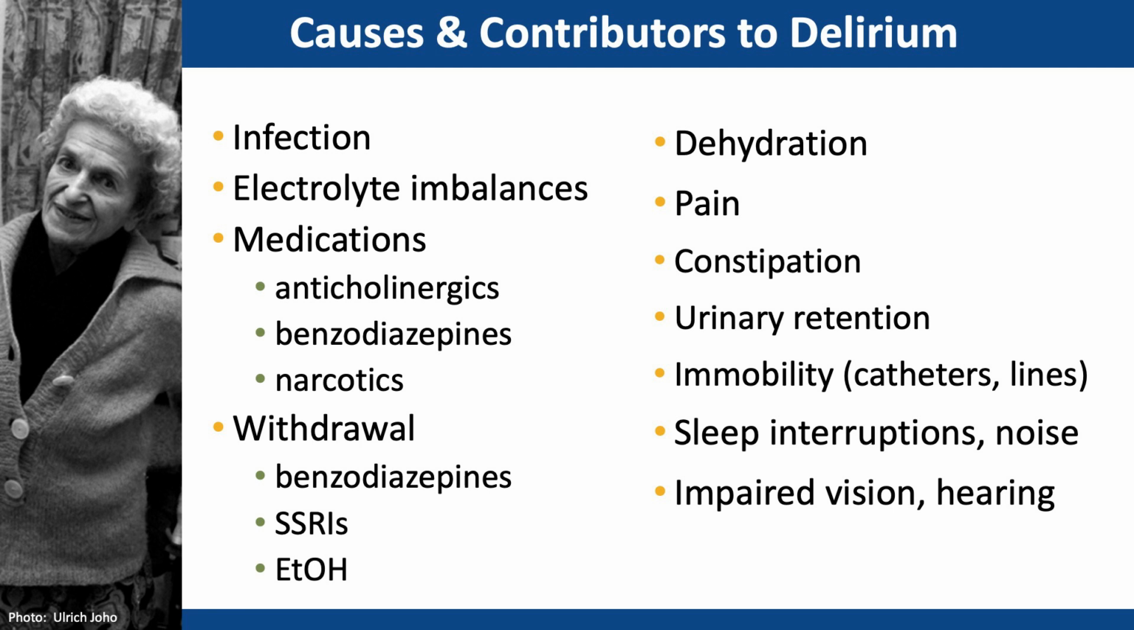Dehydration, pain, constipation, urinary retention can really make someone that already has dementia very fidgety. Immobility from catheters and lines, sleep interruptions and noise, and then impaired vision and hearing. It is so hard to speak like you're a normal person if you can't hear what anyone's saying to you. And so you may come across as being a little odd if someone's not right here, or you don't have your hearing aids in.